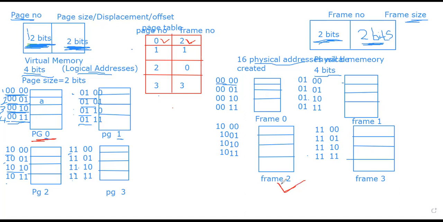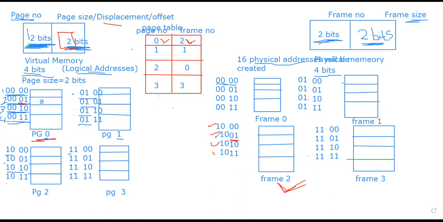So we know that it will be mapped to frame 2, but we don't know which location, that means which address, this address or this address or this address. What we need is the displacement. How to find the displacement? I told you just now before. Page size or displacement is the 2 bits. The ending 2 bits are there, no? That is the displacement. So what is the displacement of A? 0, 1. So come to frame 2 and search for 0, 1.